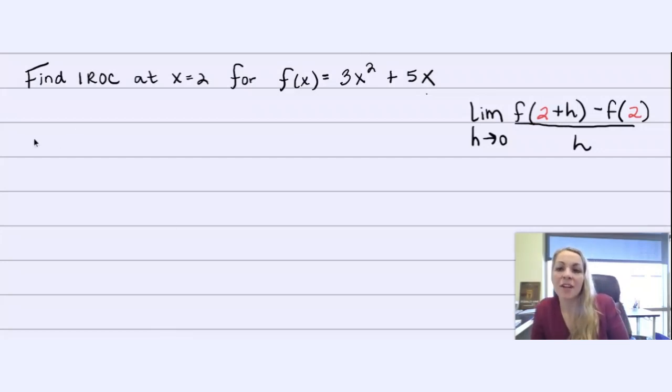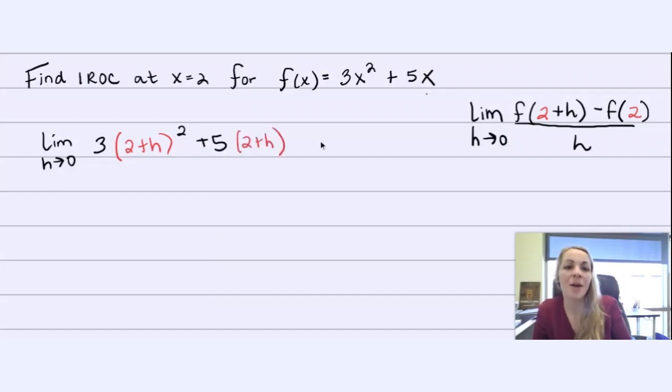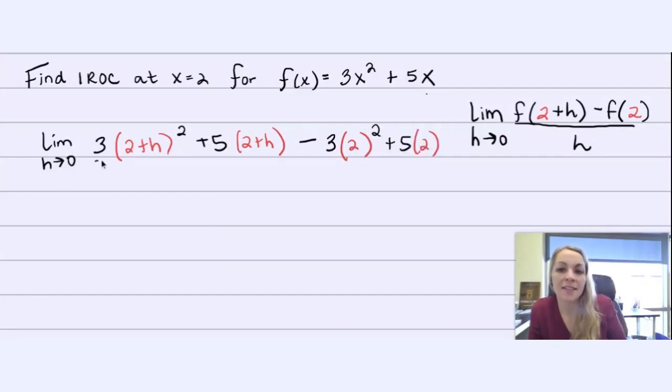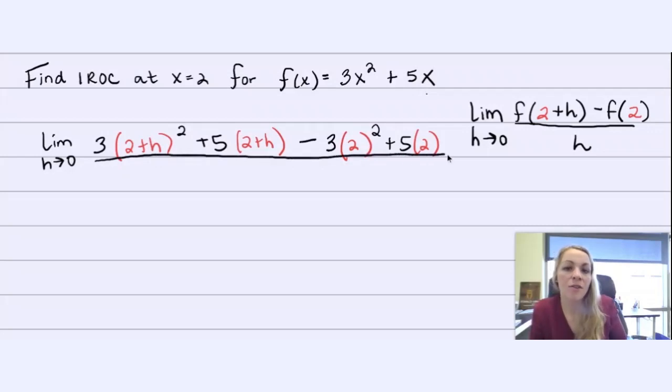So what I'm going to have here is the limit as h approaches 0 of, now the function f, we're going to plug in 2 plus h first. So I have 3 times the quantity 2 plus h squared plus 5 times the quantity 2 plus h. And we are going to subtract when I have a 2 plugged into this function. So 3 times the quantity 2 squared plus 5 times 2. And this is all over h.